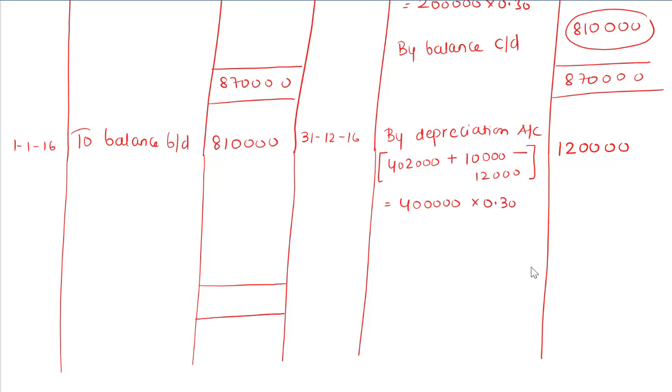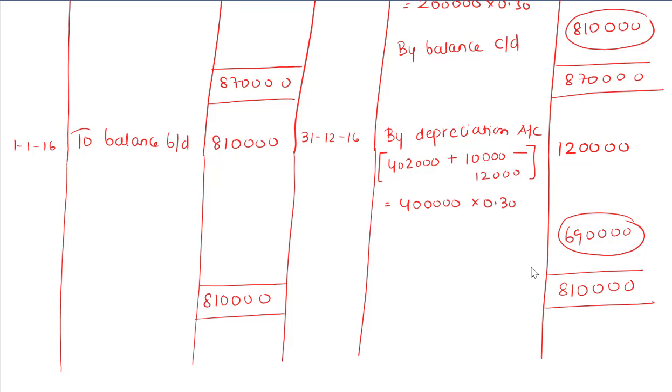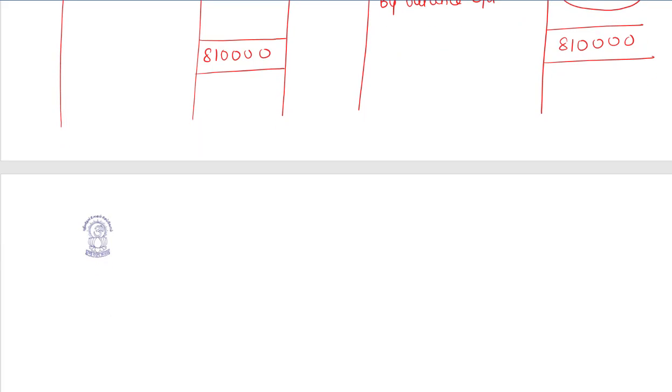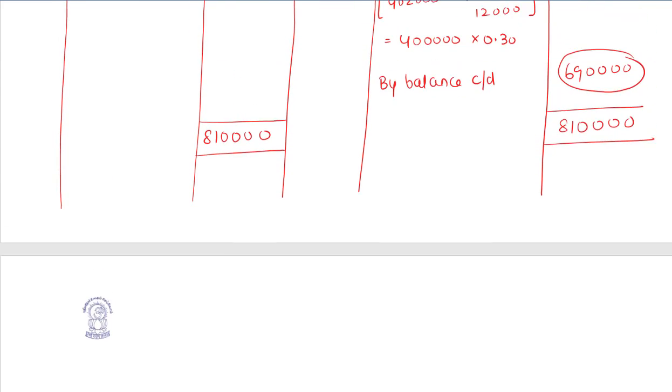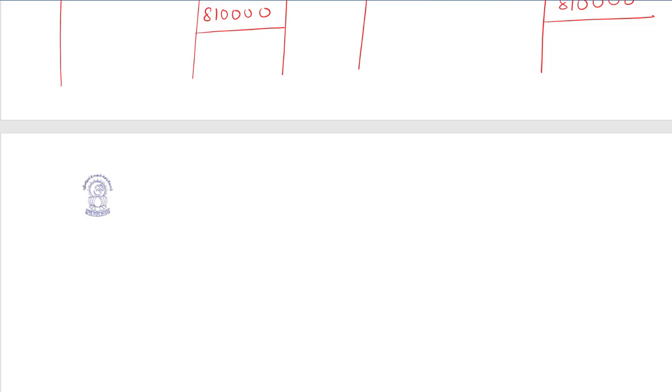Let us do the totals. 8 lakh 10,000 minus 1 lakh 20,000 is 6 lakh 90,000, by balance carried down 6 lakh 90,000. Stretch these lines a bit.